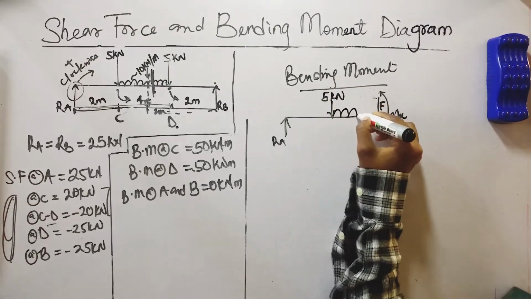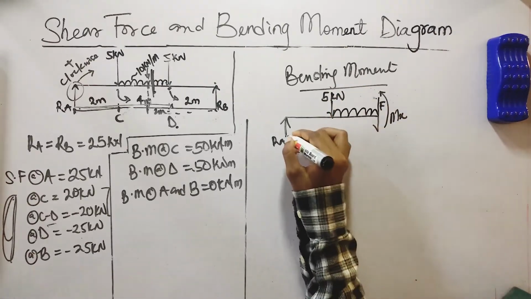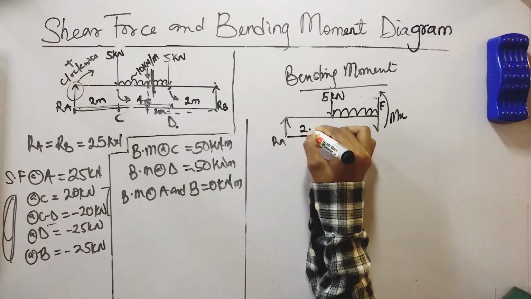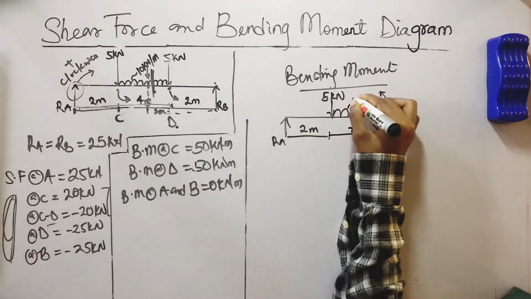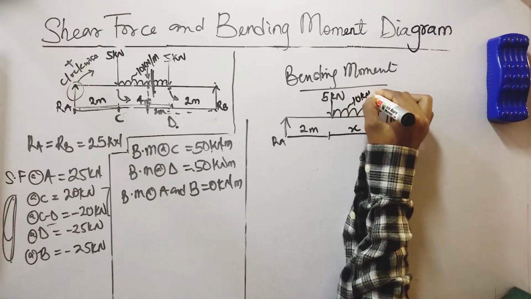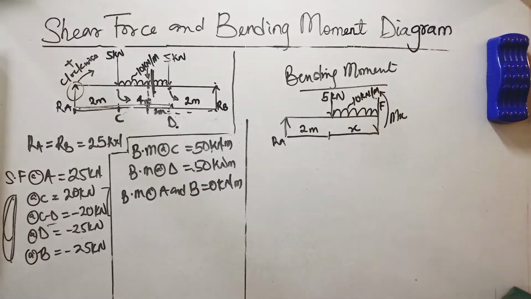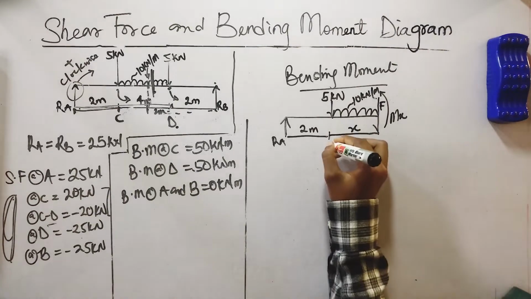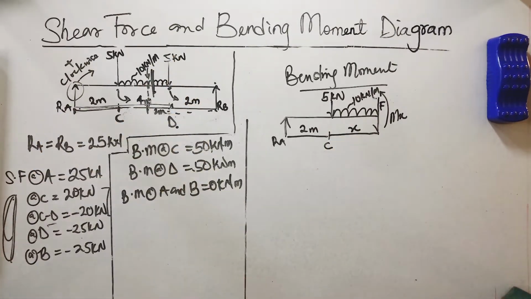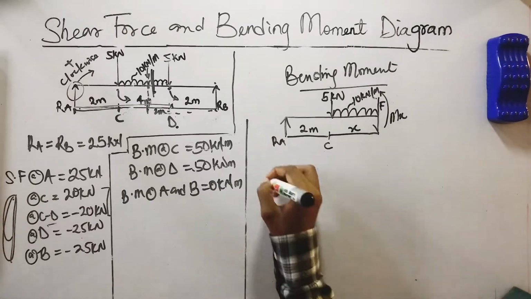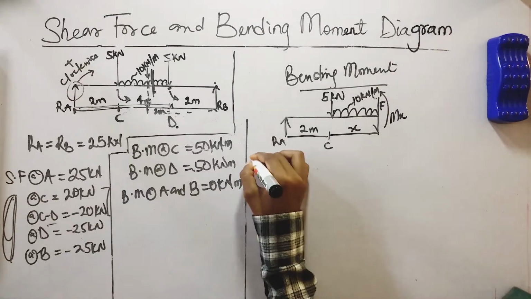Now we have our 5 kilonewton, and we have our UDL as well, 10 kilonewton per meter. And we have 2 meters, and we do not know the distance at which we cut it, so we'll label it X. So now that we have all this, the first thing to look for is the shear force, because at this point we assume the shear force to be 0.